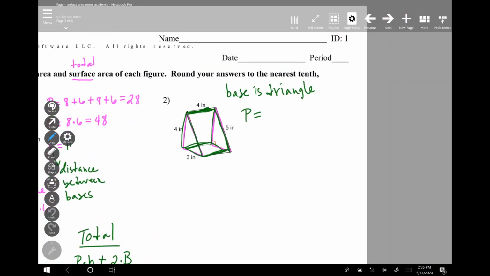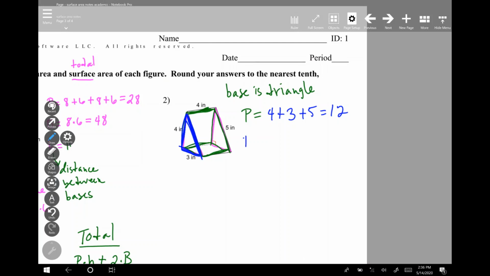So perimeter of the base. So again, our base here is this triangle. And y'all, a triangle has 3 sides. So when you're finding the perimeter, you should be adding up 3 sides. So we have a 4, and then the other side is 3, and then the slanted side here, I get it from the other one here, it's 5. So 4 plus 3 is 7, 7 plus 5, that's 12. So the perimeter of my base is 12.